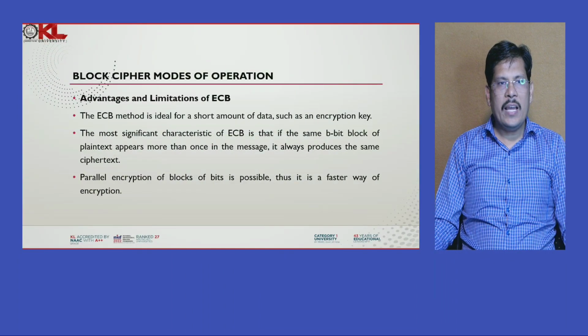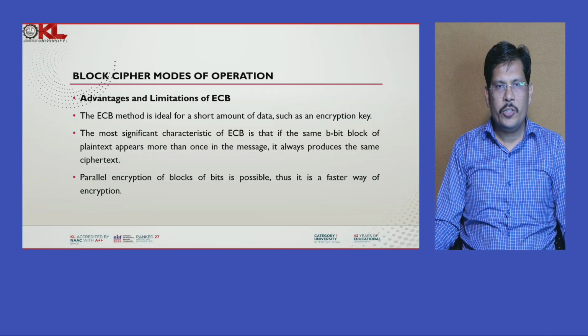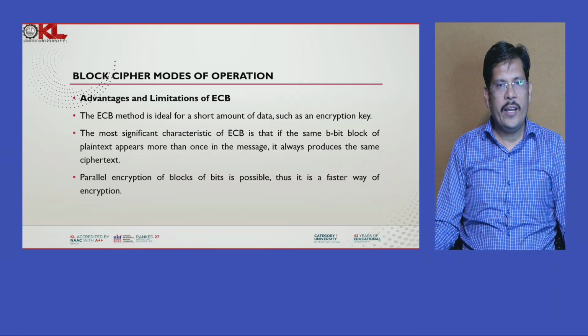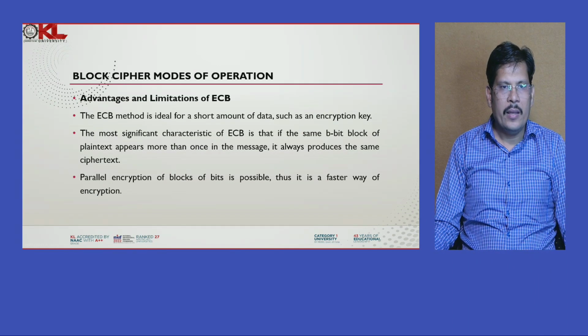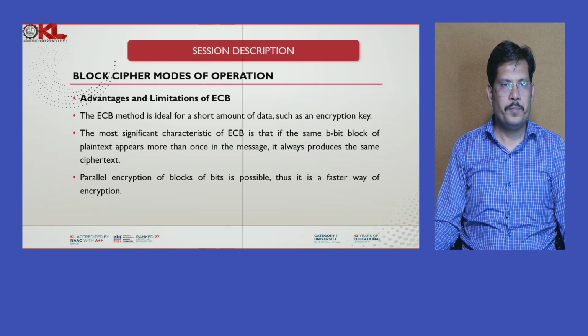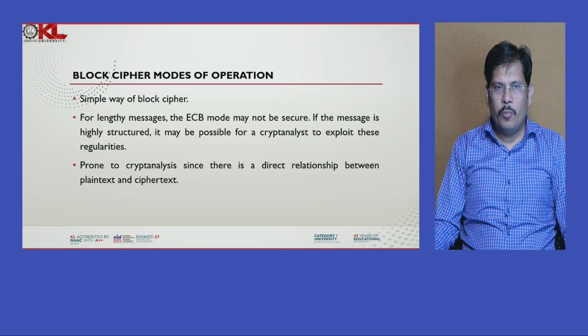Now we come to the advantages of ECB. The ECB method is ideal for a short amount of data, such as an encryption key. The most significant characteristic of ECB is that if the same block of plain text appears more than once in the message, it always produces the same ciphertext. Parallel encryption of blocks of bits is possible, thus it is a faster way of encryption. It is a simple way of block cipher.